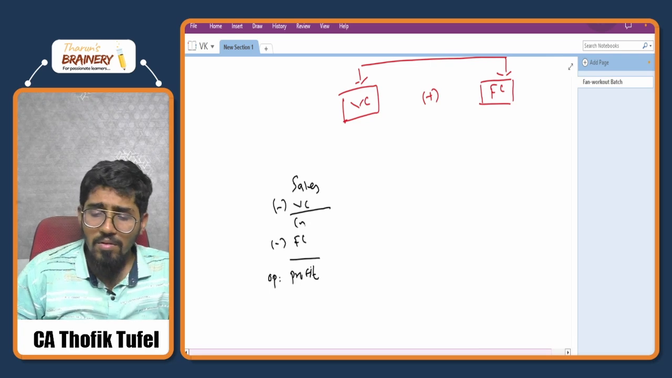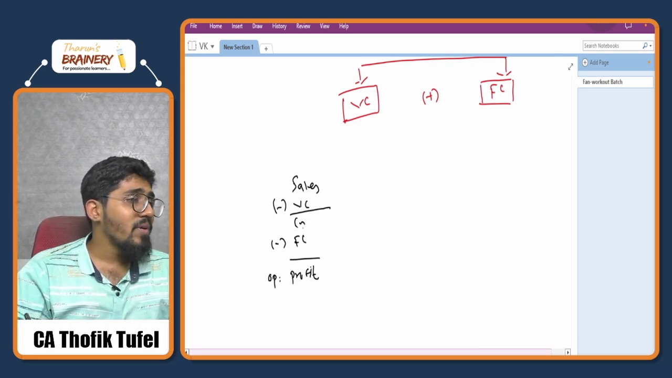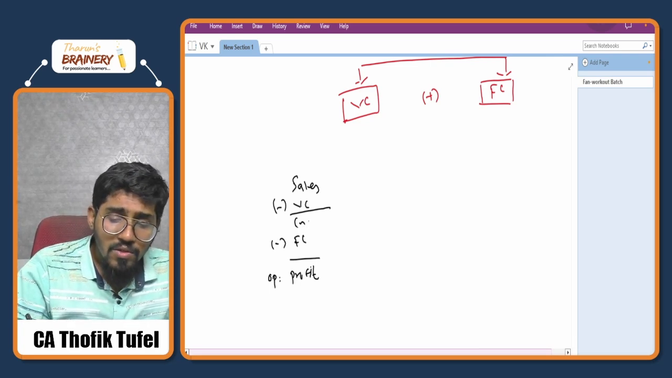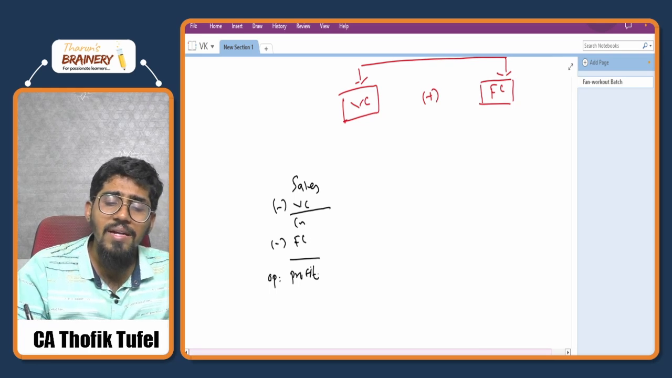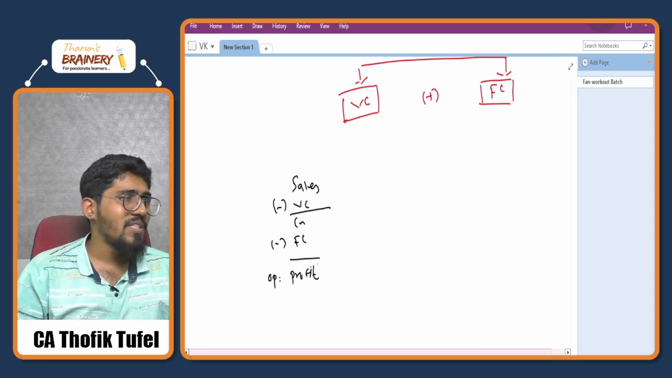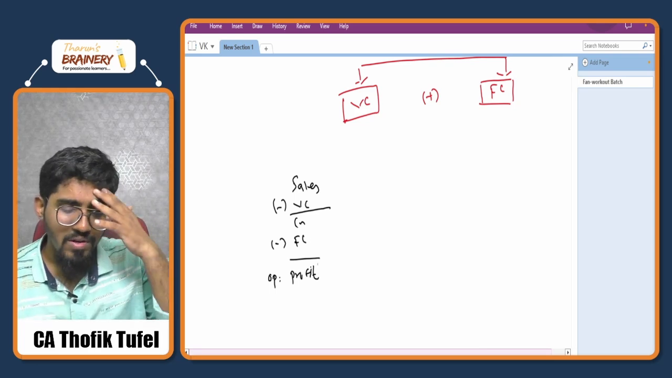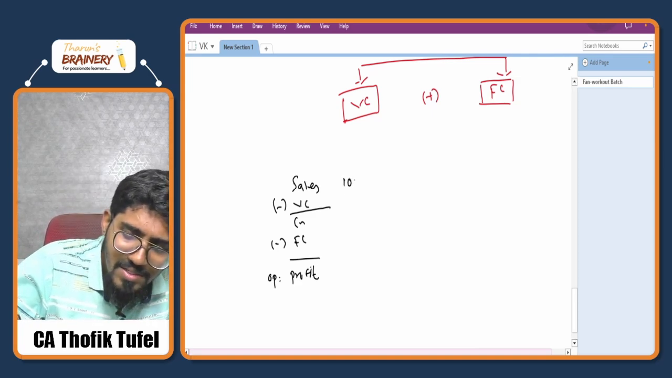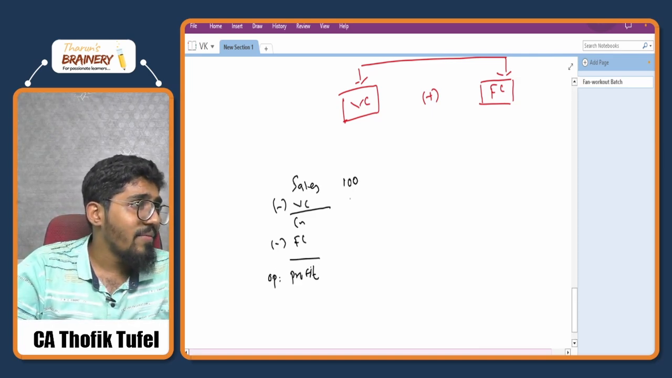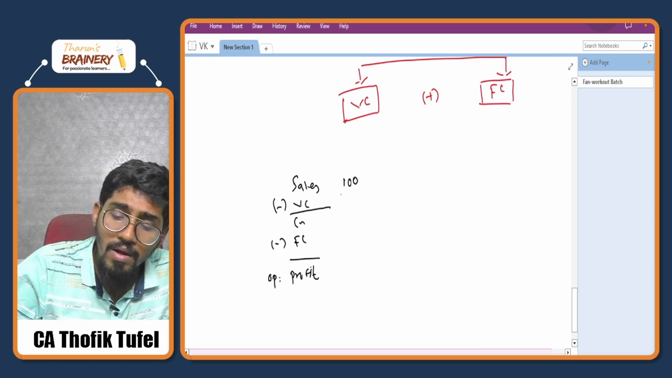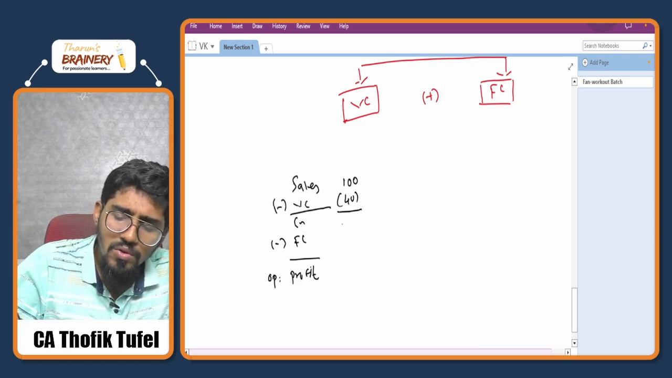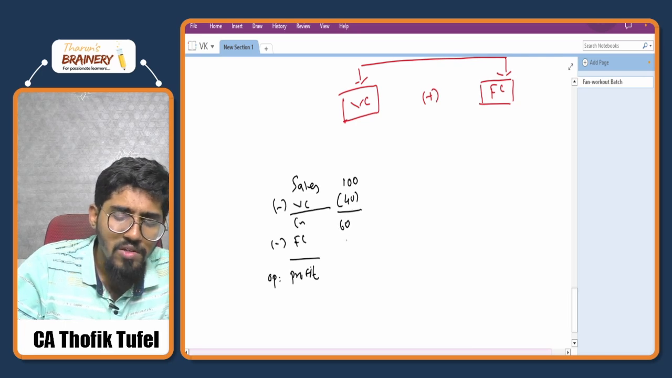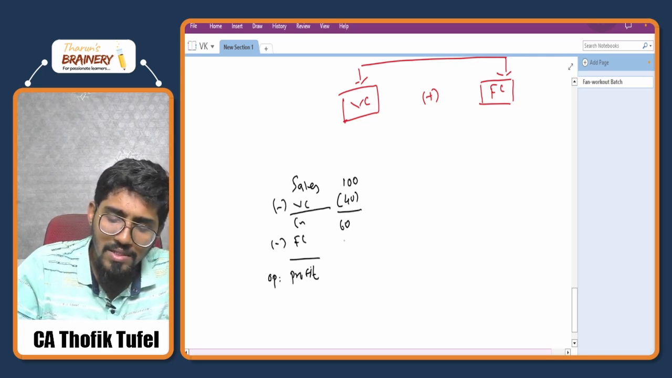Why, sir? Because this is the amount that is contributing to the fixed cost, and it is also contributing to the profit. That is why it is called contribution. How? Suppose you're having a sale of 100. Now 40% is your variable cost. So what is your contribution? 60 rupees.